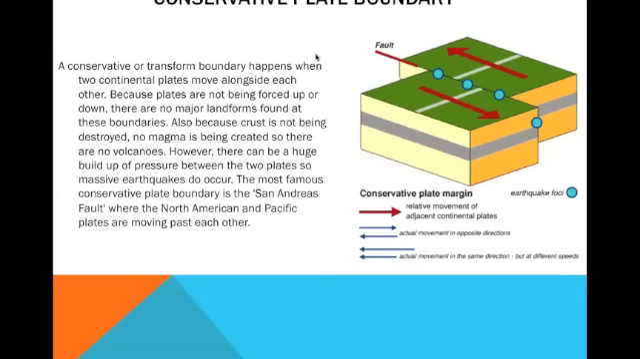Conservative plate boundary. A conservative or transform boundary happens when two continental plates move alongside each other. Because plates are not being forced up or down, there are no major landforms found at these boundaries. Also, because crust is not being destroyed, no magma is being created, so there are no volcanoes. However, there can be huge buildups of pressure between the two plates, so massive earthquakes do occur. The most famous conservative plate boundary is the San Andreas Fault, where the North American and Pacific plates are moving along, past each other.